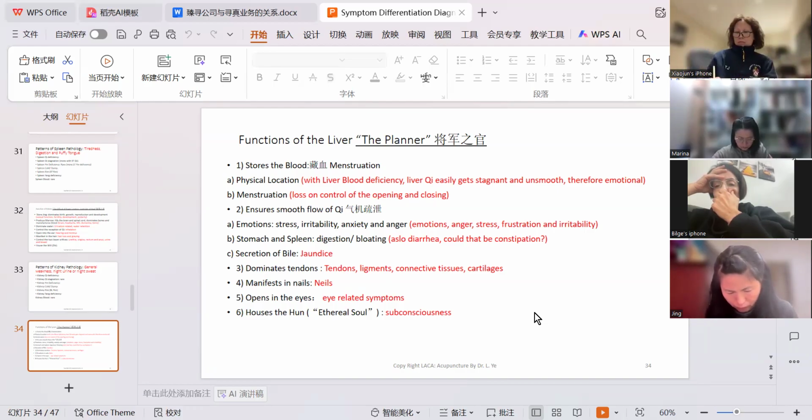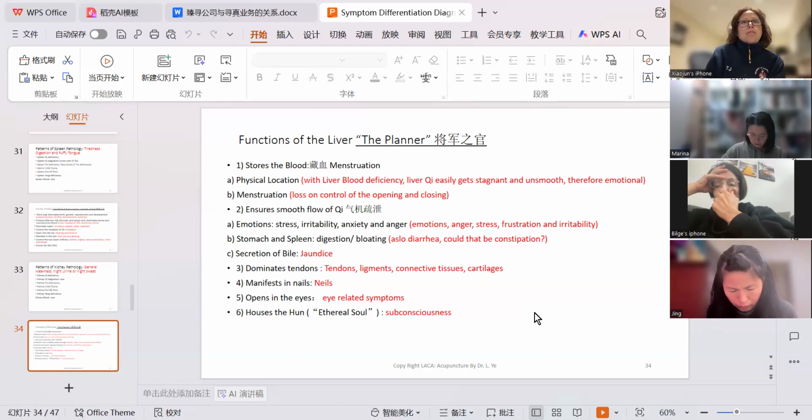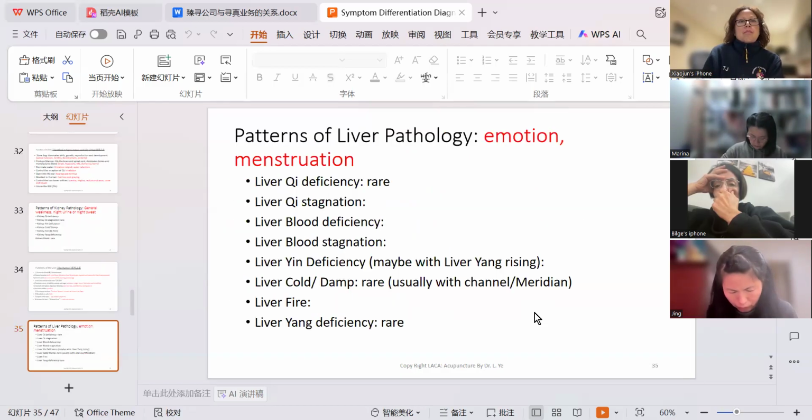If there is a problem, the nails will start to become noticeably strange or different. The liver opens to the eyes, so anything related to the eyes or vision, you need to look into the liver. The liver houses the hun, so subconsciousness and dreams. If there's liver involvement, there's always dream involvement too. Or the other way around, if there's a dream disturbance, there's always a liver factor behind it.